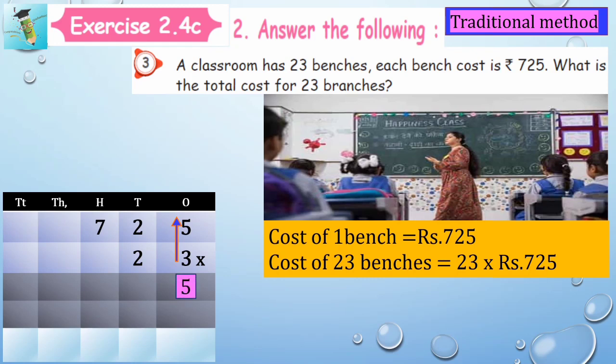3 5s are 15, 5 and 1 above, 3 2s are 6, plus 1 is 7 here, 3 7s are 21, 1 and 2 above the thousands column. There is no number, so I bring down the 2.